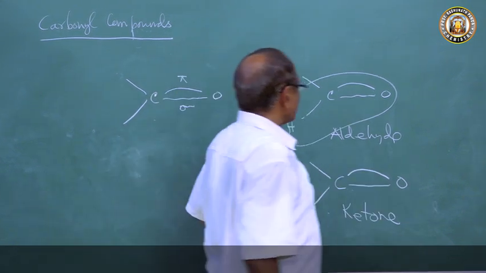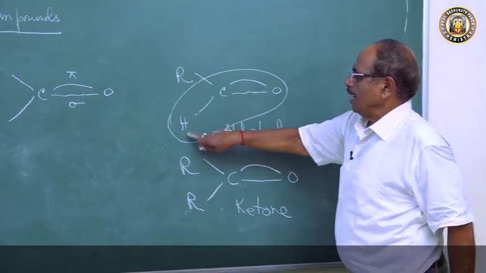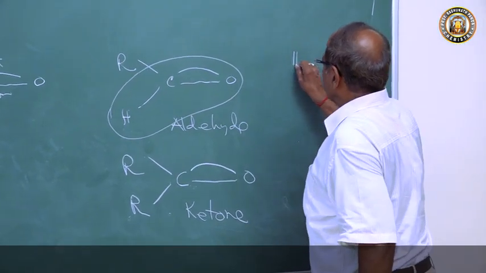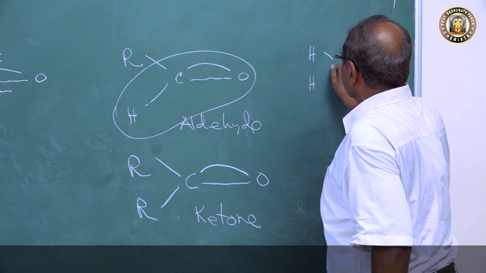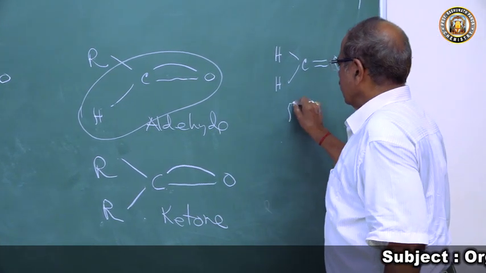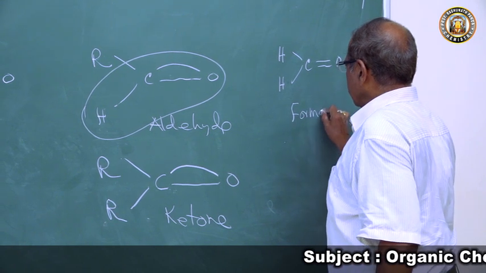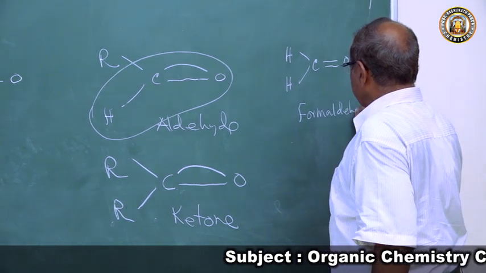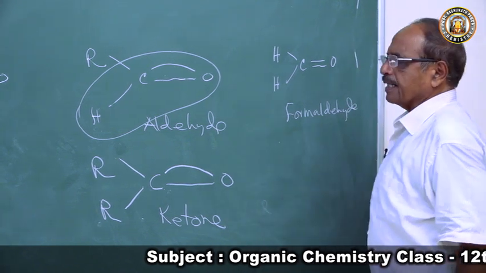Now we can also satisfy the two bonds by two hydrogen atoms. This is also an aldehyde. This aldehyde is called formaldehyde because it is the aldehyde of formic acid.